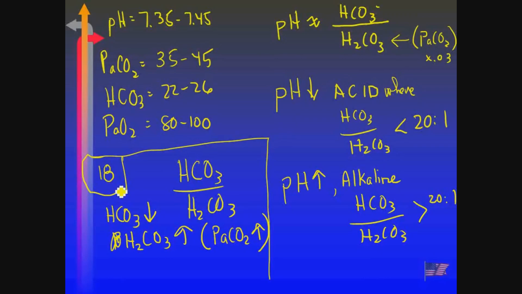Okay, hold on to this thought because we're going to come back and utilize this concept when we begin the process of determining whether the acid-base disturbance is caused by a respiratory problem, i.e. PCO2, or by a metabolic component, which we're going to reflect through the bicarbonate level.